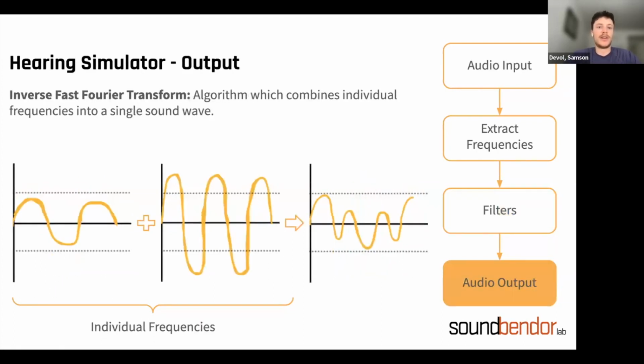So this leaves us with our output, which we are going to use the inverse fast Fourier transform, the algorithm which combines individual frequencies into a single sound wave. So back to the smoothie metaphor, we're putting these ingredients together at home, and we're going to get that same sound, but we're going to have that attenuated frequency. So say you leave out the strawberries in your home version of the smoothie.